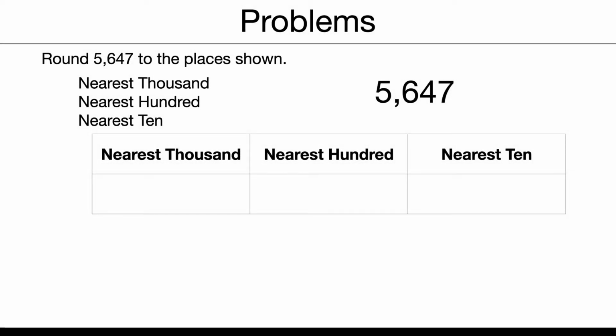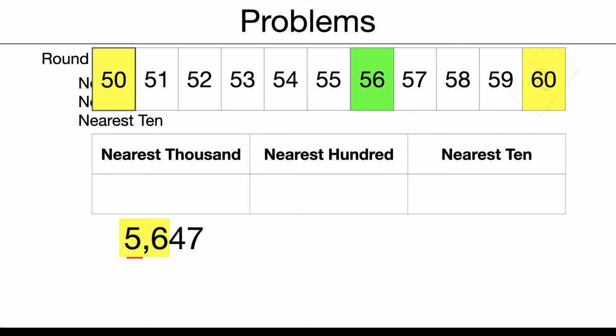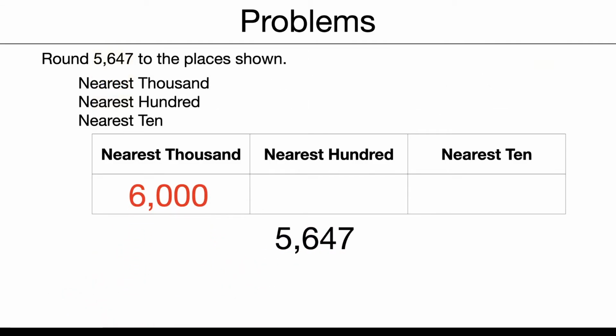Okay, so solve some problems. Round 5,647 to the places shown. The nearest 1,000, nearest 100, nearest 10. So we'll actually take the same number and round it to all 3 place values. Okay, ready? Let's start. Nearest 1,000, underline the thousands, box. 56 rounds up to 60, so that rounds to 60. We have no digits to the left, and the 47 pops into the zeros, so our answer for the thousands is 6,000.